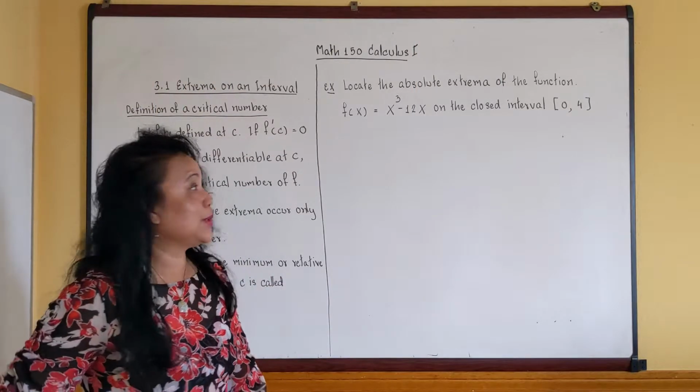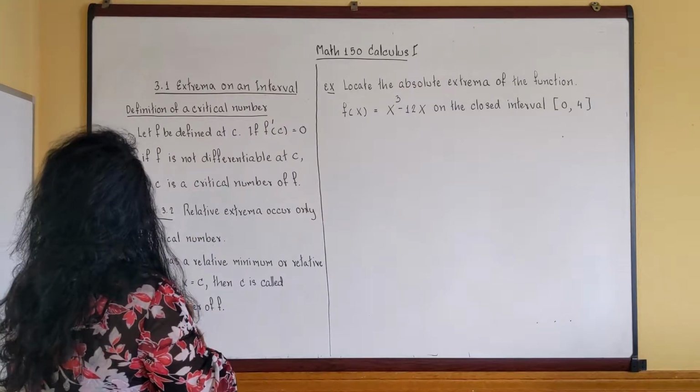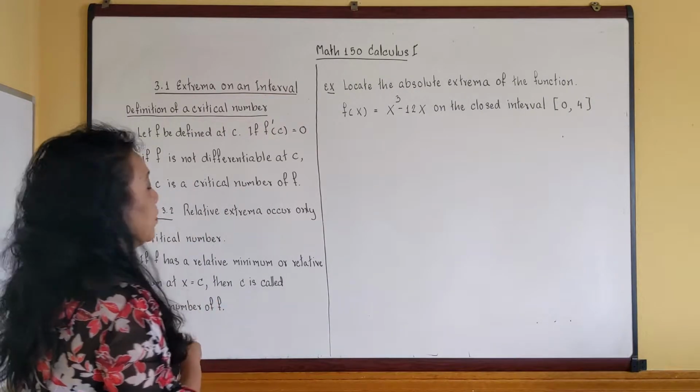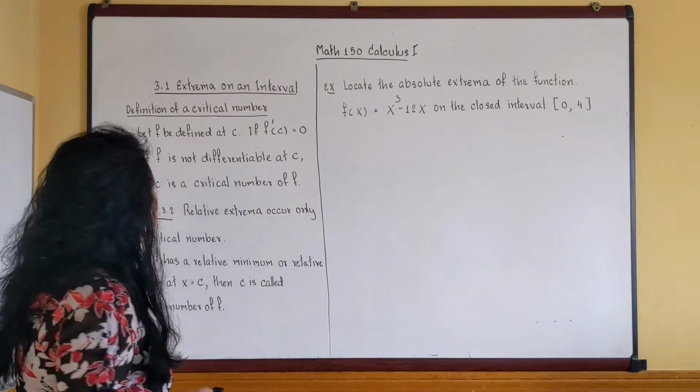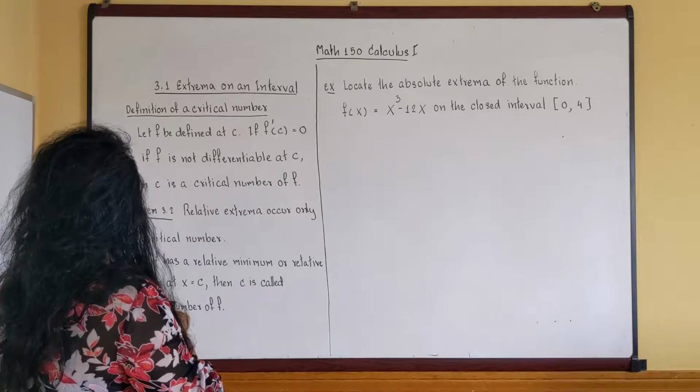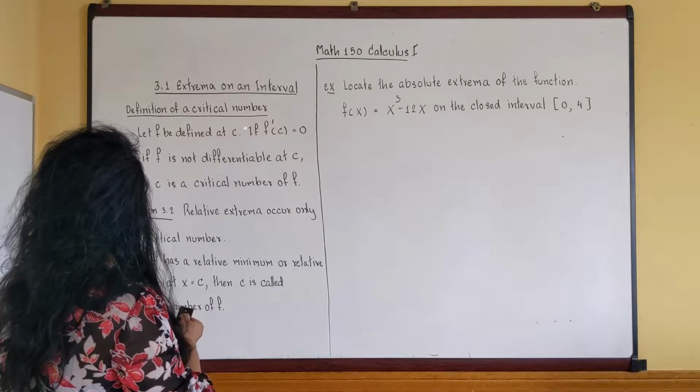Continue our Chapter 3. Chapter 3.1, Extrema on an Interval. So let's look at the definition and theorem first. This is an important definition. The definition of a critical number.